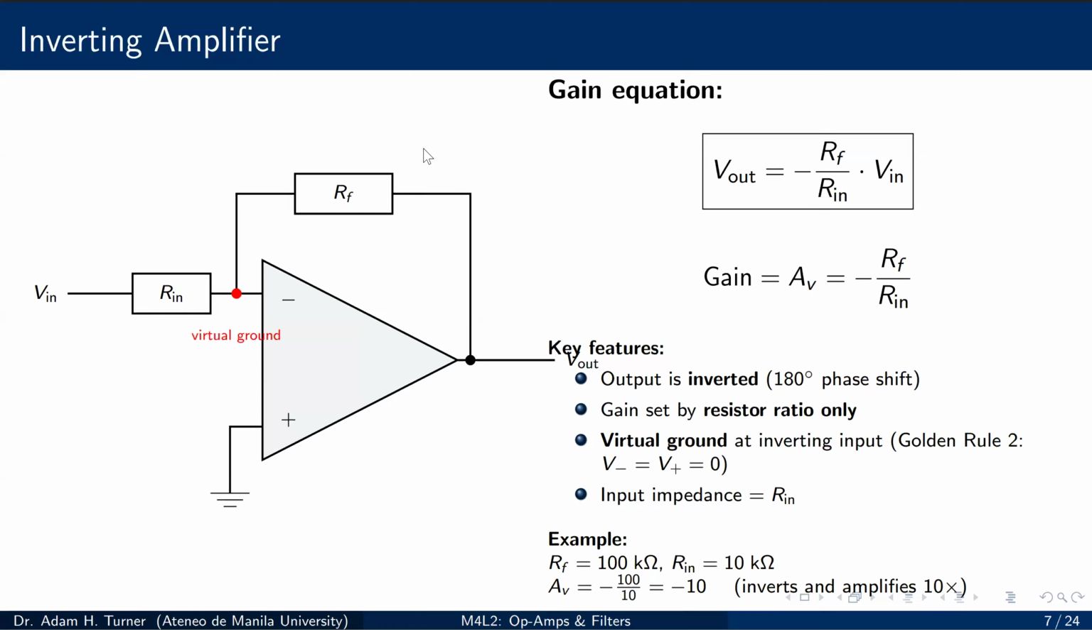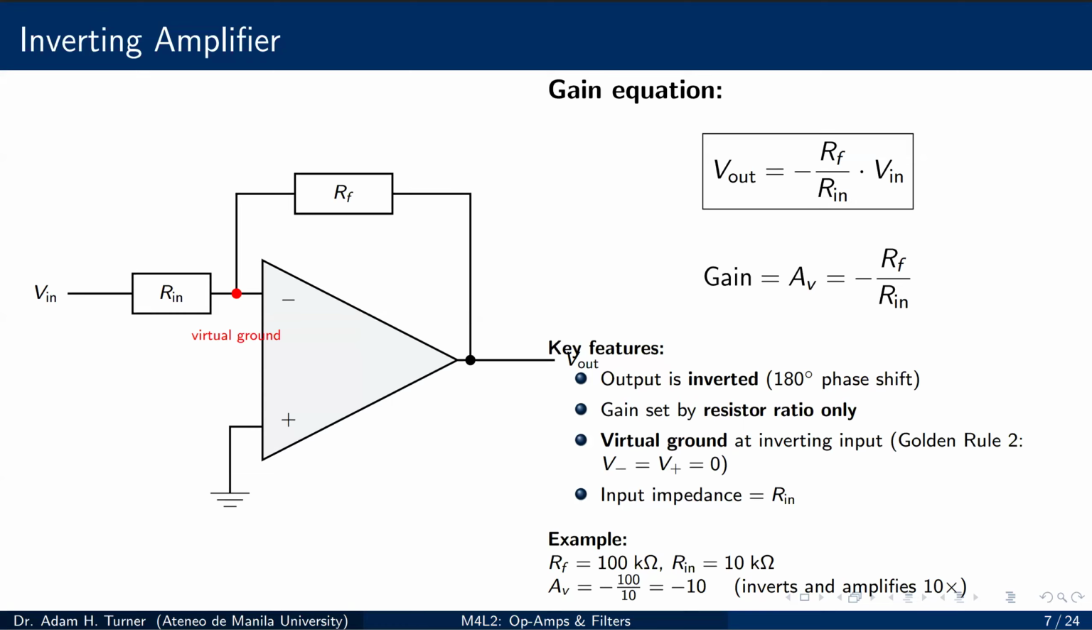But we also have to look over at the red dot labeled the virtual ground. So the inverting input is at 0 volts. It's not physically connected to the ground, but it behaves as if it were, and that's the virtual part.